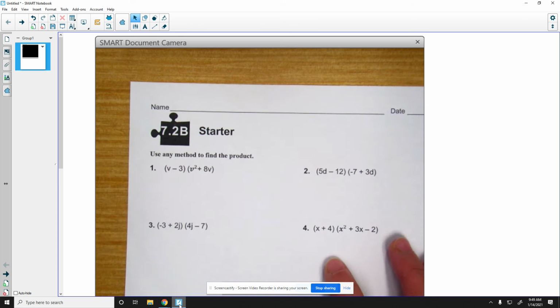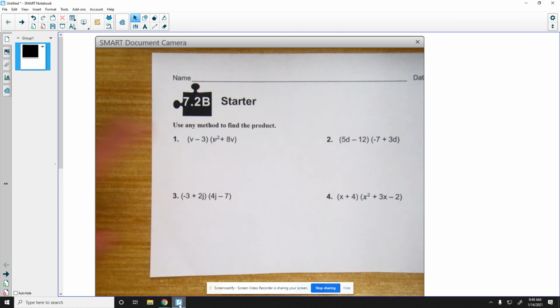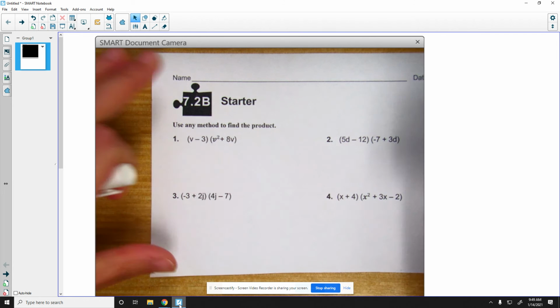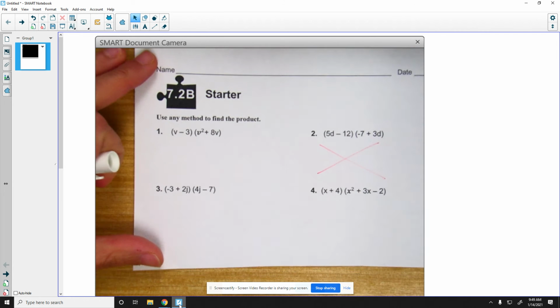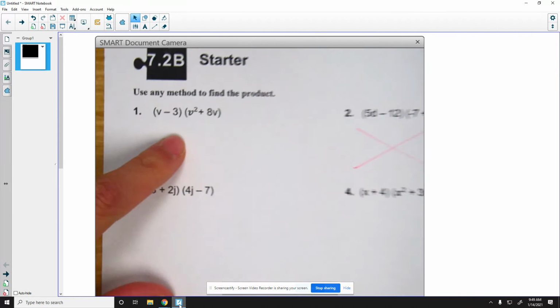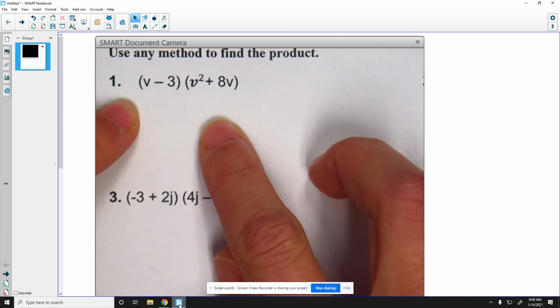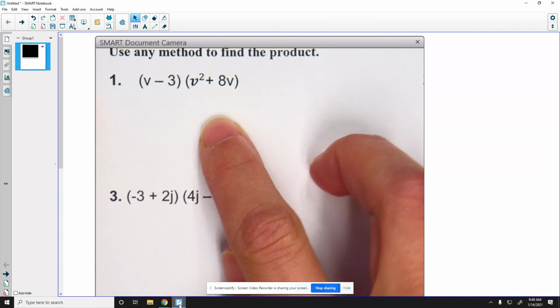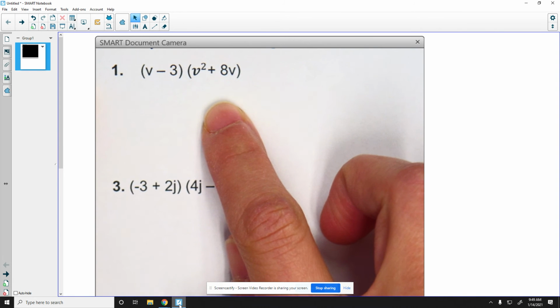Okay, so we have, let's try number 1. We'll skip number 2, but let's do number 1. All right, so use any method. Do any method you want. All of you try this by yourself right now, okay?